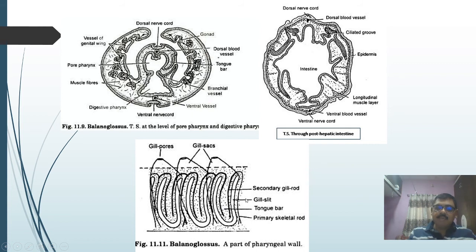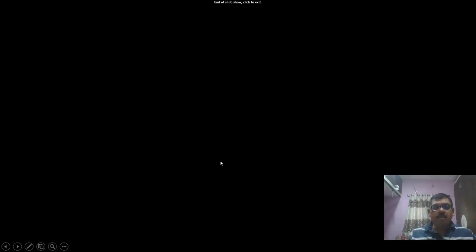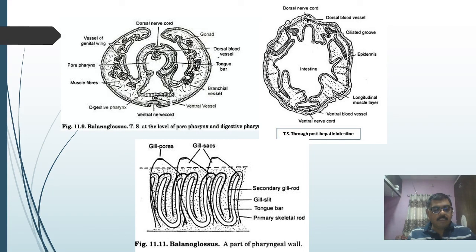where the food material present in the water gets attached to the mucus and is directly transported to the digestive system, toward the intestine. There will be the exchange of gases in these gill slits or gills, and the excess water will be released outside the body through the gill pores or gill openings. This is all about the digestive system of Balanoglossus. Thank you.